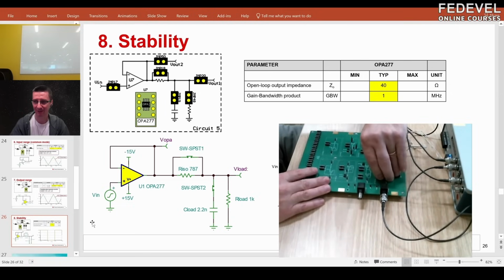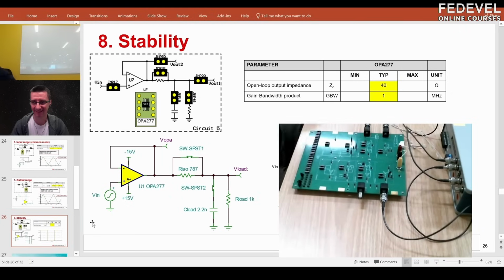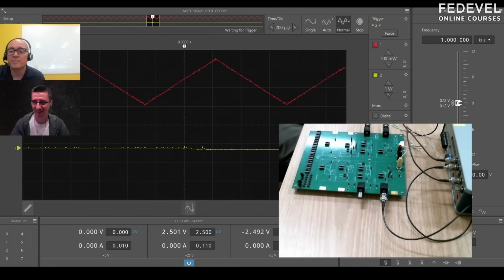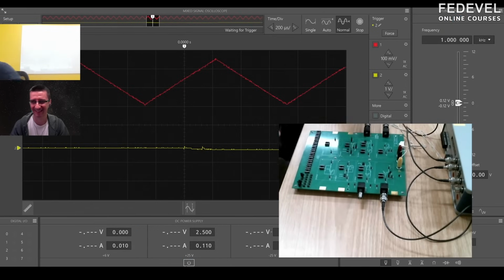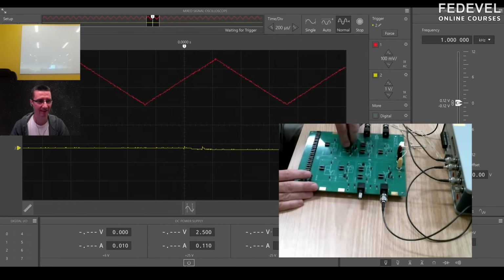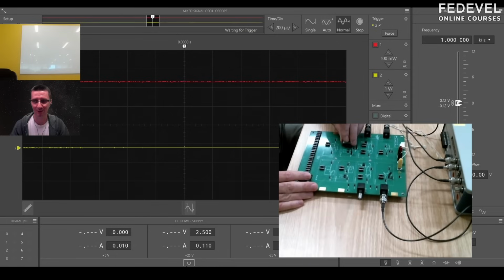Your power supply is on. Oh, thank you. I will turn all that off. I just see the blue LED, or what is it? I don't know. You're right. Thank you. I don't want you to damage another op amp.